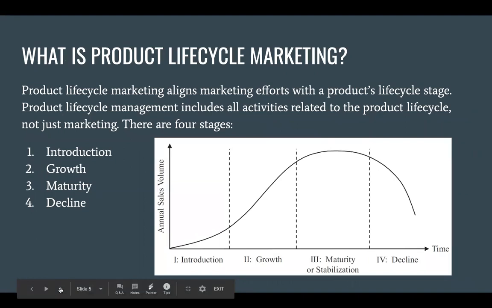So what is product lifecycle marketing? Product lifecycle marketing aligns marketing efforts with the product lifecycle stage. Product lifecycle management includes all activities related to the product lifecycle, not just marketing. And there's 4 stages: introduction, growth, maturity, and decline. And on the picture, you can see basically how much money you'll reap in during those times.